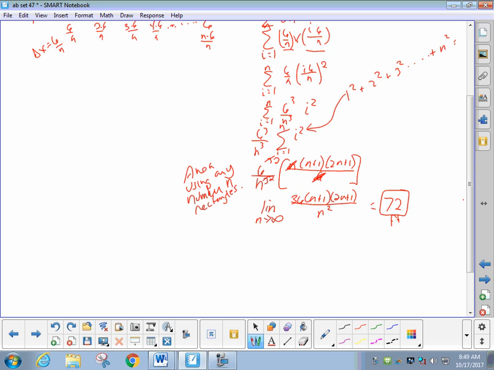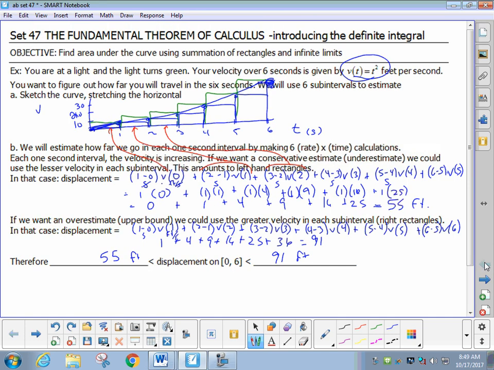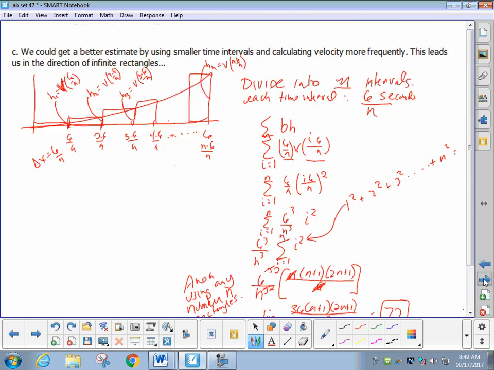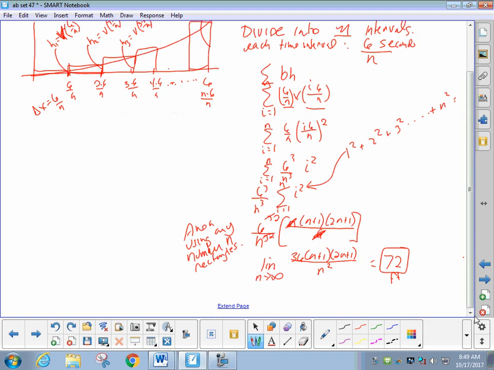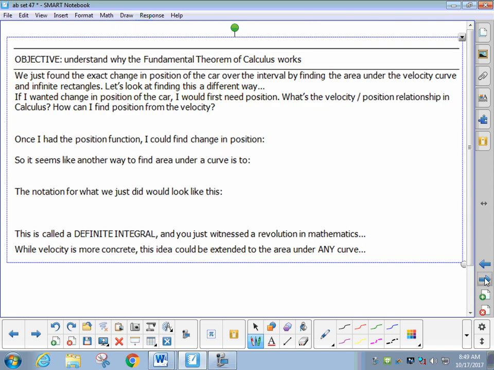Now that is exactly how far it went: 72 feet, exactly. Were we in the right region? Well, yeah, 72 is between 55 and 91. It's above the lower limit and below the upper. Now, that is tedious, I think you'll agree. And yet you will have to be able to do this infinite rectangle thing on a quiz on Friday, so I hope you're getting good at it. I'll come back to that.